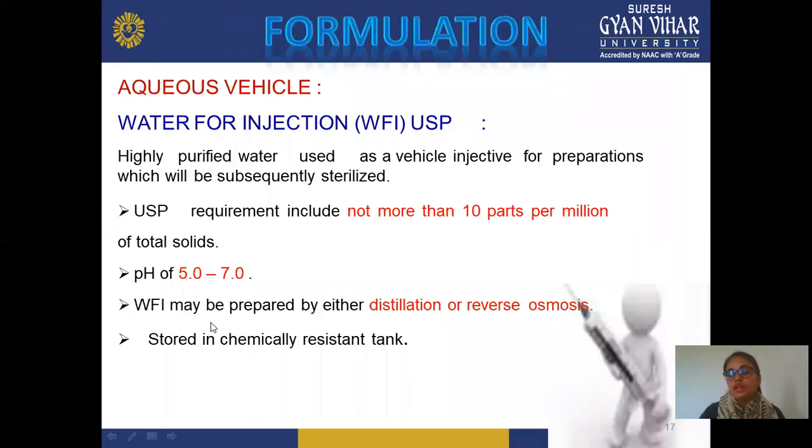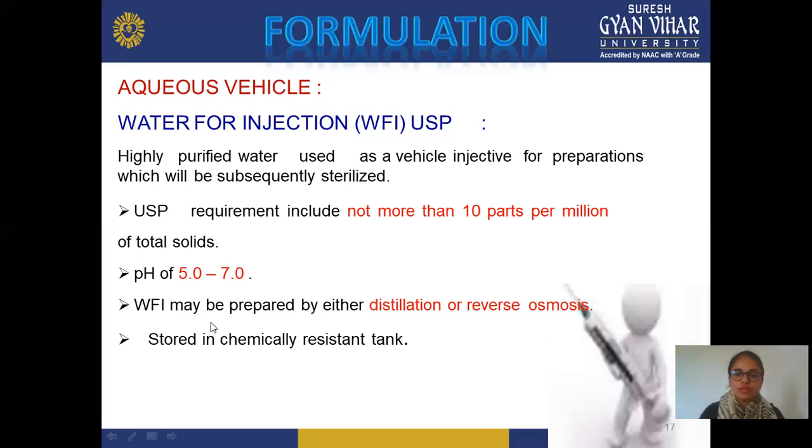Next is the formulation: how you formulate, or which excipients you use for formulation of this parenteral product. So these are some examples of excipients in parenteral formulation. First is the aqueous vehicle. In aqueous vehicle, water for injection, according to USP, is highly purified water used as a vehicle for injectable preparation which is subsequently sterilized. Means this water for injection is a purified form and is available as a vehicle for injectable preparation and subsequently sterilized.